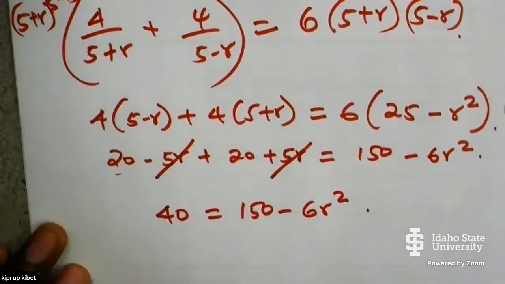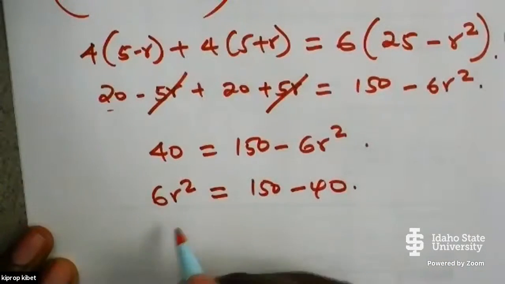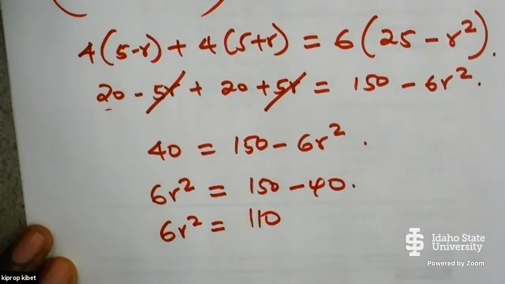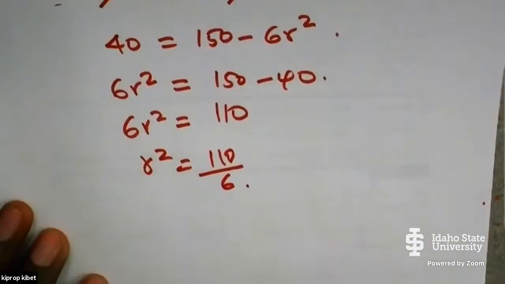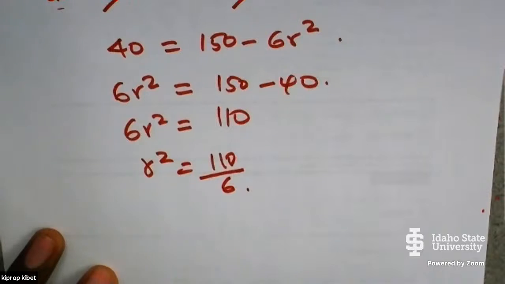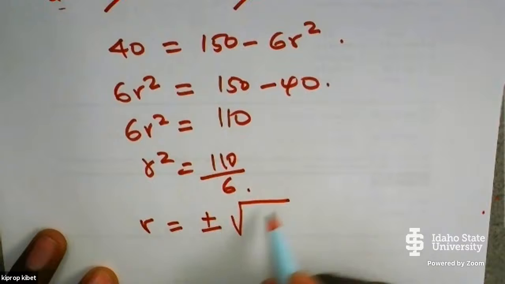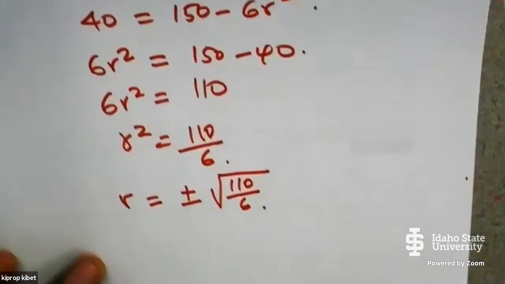So you can take 6r squared to the other side, and then you take 40 to the other side. So you get 6r squared equals what? 110, right? So r squared equals 110 over 6. So r now equals plus or minus the square root of 110 over 6.